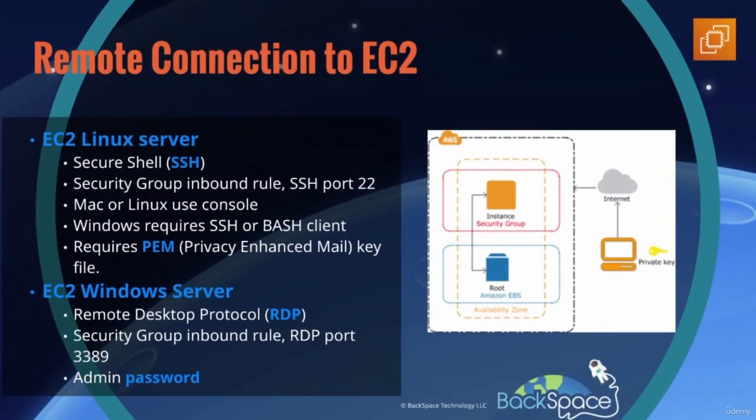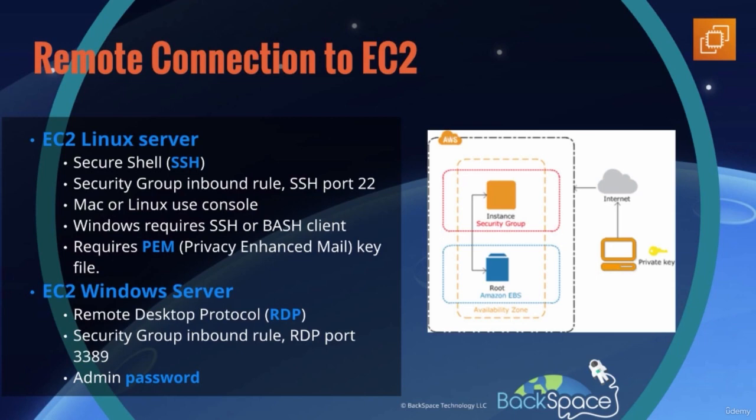Another feature of EC2 is that you can connect remotely to the server operating system. With an EC2 Linux server, that is done using Secure Shell, or SSH for short. You must have a security group inbound rule on that EC2 instance that will allow SSH communication on port 22. If you're using a Mac or Linux computer to connect remotely, you can do that just using the standard console or terminal application.